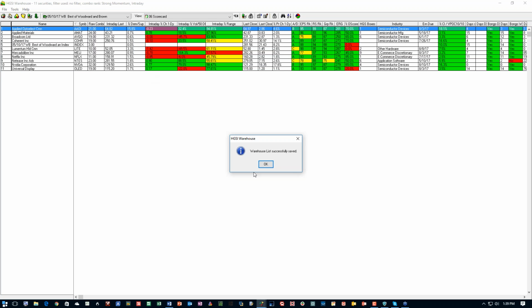And I'm going to take these stocks and put them into a filter. Now it's getting kind of noisy. Is it still okay? It shouldn't be too bad.